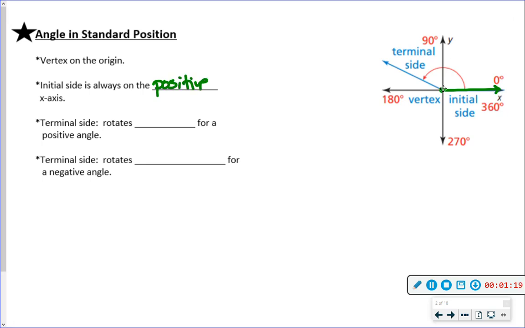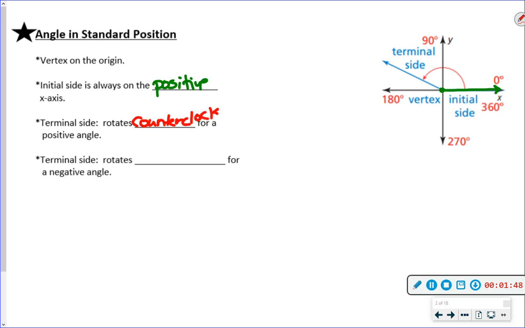Now, from there, the other ray, the other side of your angle, can rotate in different directions. It can rotate, of course, counterclockwise, up. It can rotate clockwise or down. It just depends on if you have a positive versus a negative angle. We're going to draw this good stuff today. So the terminal side rotates counterclockwise, and I really feel like I need to get a longer blank here for positive, counterclockwise.